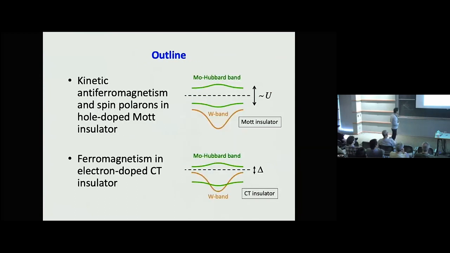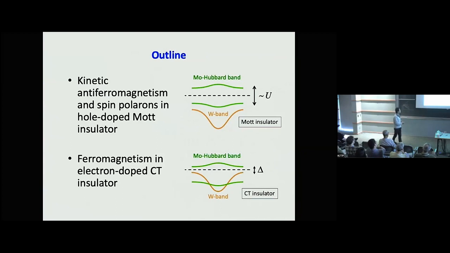Okay, so this is the outline that I will focus on. I will try to discuss two things. The first is that I will stay in this limit here. It's a Mott insulator, and I will focus on the hole doping of the Mott insulator, basically doping below filling factor 1, and I will tell you about the emergence of kinetic antiferromagnetism and spin polarons in the system.